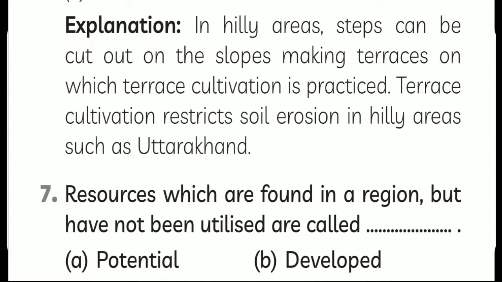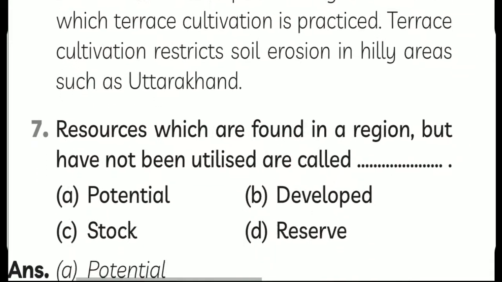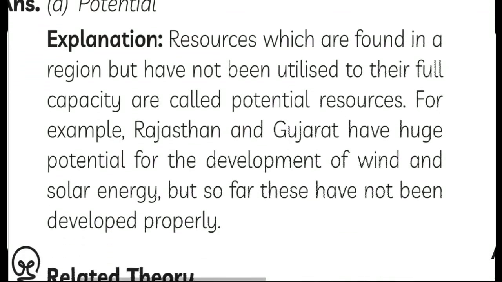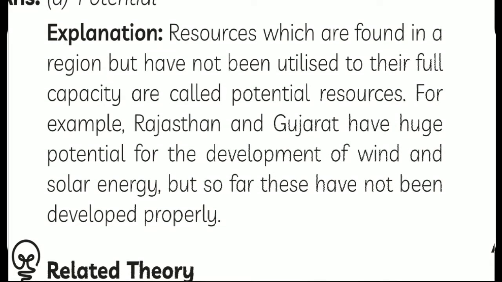Now the next question is, resources which are found in a region but have not been utilized are called potential resources. So the explanation is, resources which are found in a region but have not been utilized to their full potential or capacity are called potential resources. For example, Rajasthan and Gujarat have huge potential for the development of wind and solar energy, but so far these have not been developed properly.